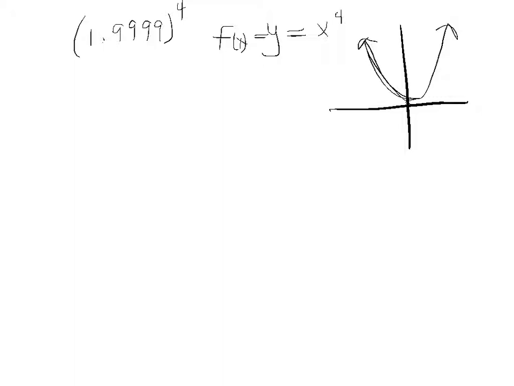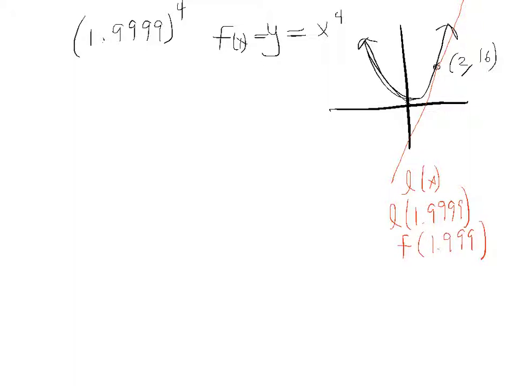I just know that point because it would be 2 comma 2 to the fourth, and 2 to the fourth is 16, which is on that graph. So if I find the equation of this line right here, and we'll call this L of x for the linear approximation, and then I find L of 1.9999, that will be very close to f of 1.9999, which would be 1.9999 to the fourth. So we're going to do this.